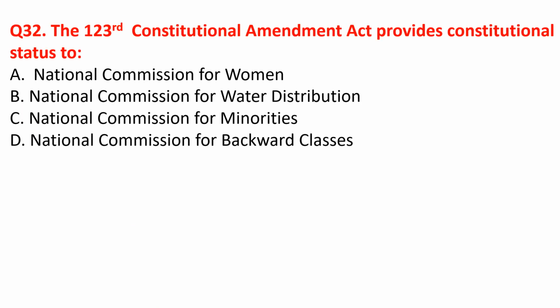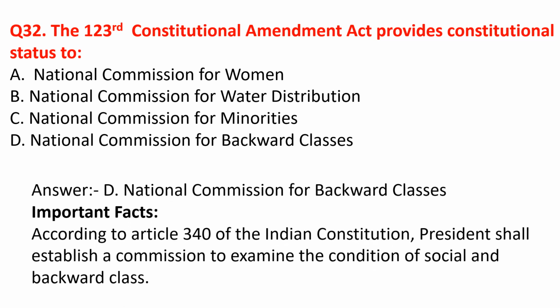The 123rd Constitutional Amendment Act provides constitutional status to which body? Options are National Commission for Women, National Commission for Water Distribution, National Commission for Minorities, National Commission for Backward Classes. The correct option is National Commission for Backward Classes. According to Article 340 of the Indian Constitution, the President shall establish a commission to examine the condition of socially and educationally backward classes.